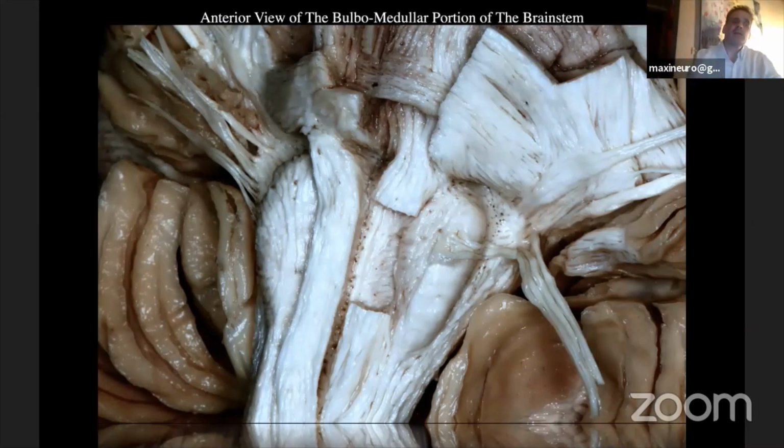This is the closer view just to understand the position of the preolivary sulcus, the retroolivary sulcus, and posteriorly the inferior cerebellar peduncle. Obviously, if you cut here and cut here, you can understand the disposition of the fibers of the medial lemniscus.